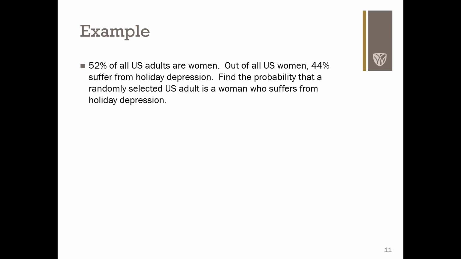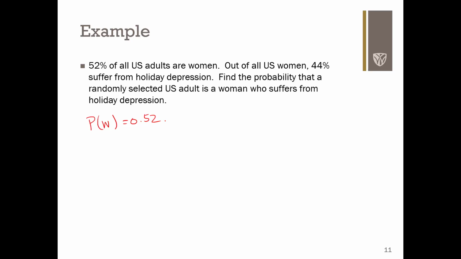So let's take a look at a couple of examples. First of all, suppose that we have a scenario where we're looking at holiday depression and we want to understand how that's related to a person's gender. So we're told in this example that the probability of an individual being a woman is 52%. We're told that out of all U.S. women, 44% suffer from holiday depression, and we want to know the probability that a randomly selected U.S. adult is a woman who suffers from holiday depression.